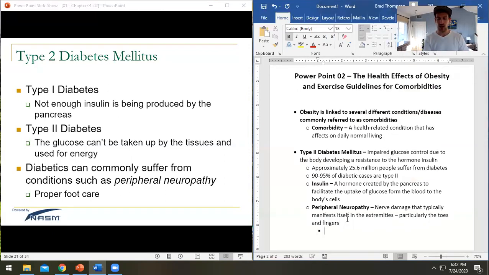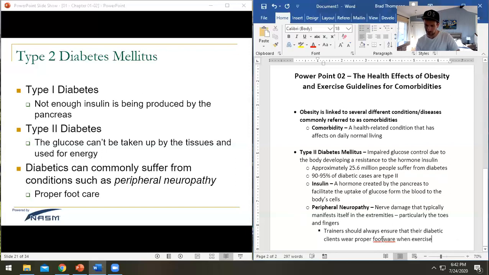And so trainers should always ensure that their diabetic clients wear proper footwear when exercising. Footwear is not a word. Too simple. Brad.